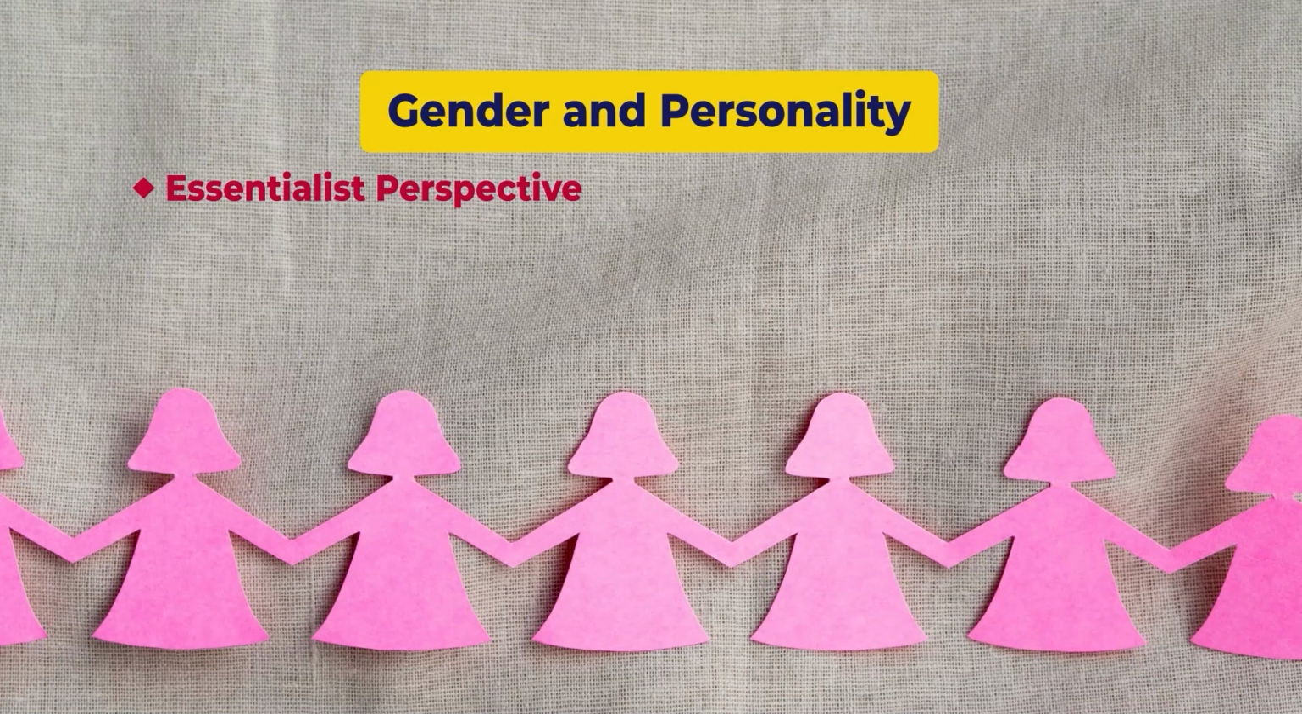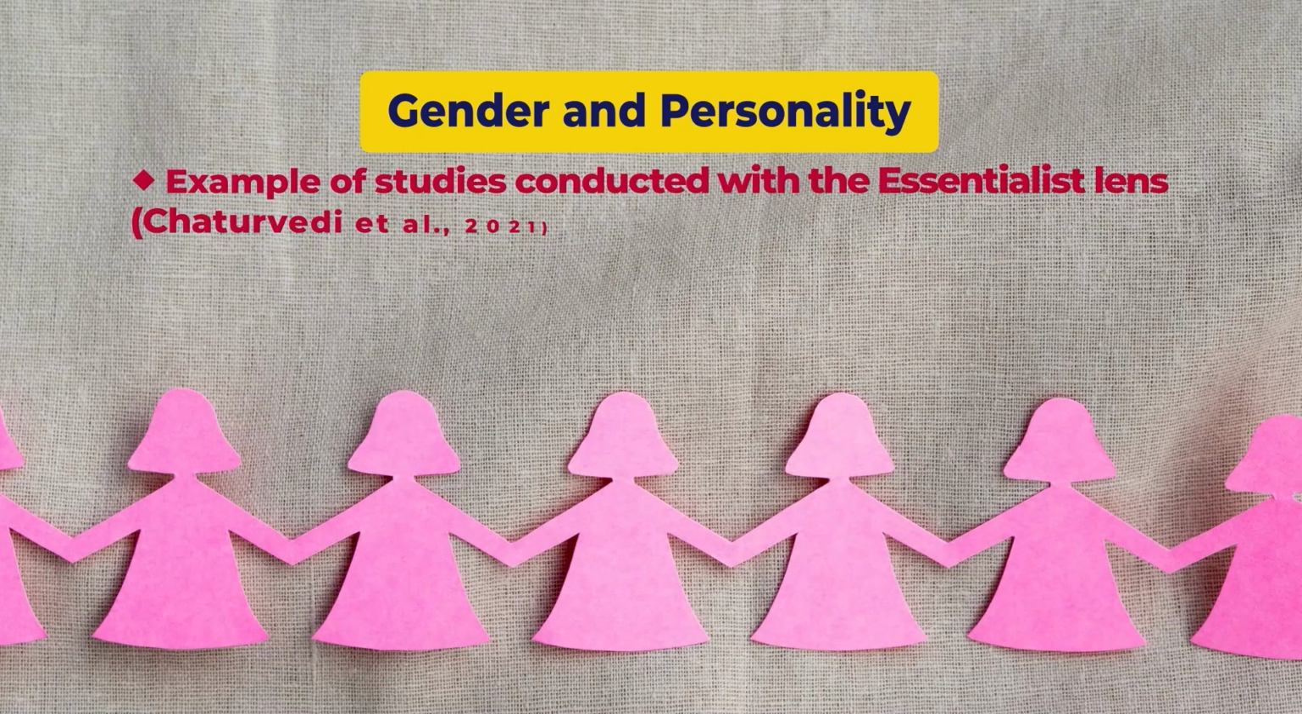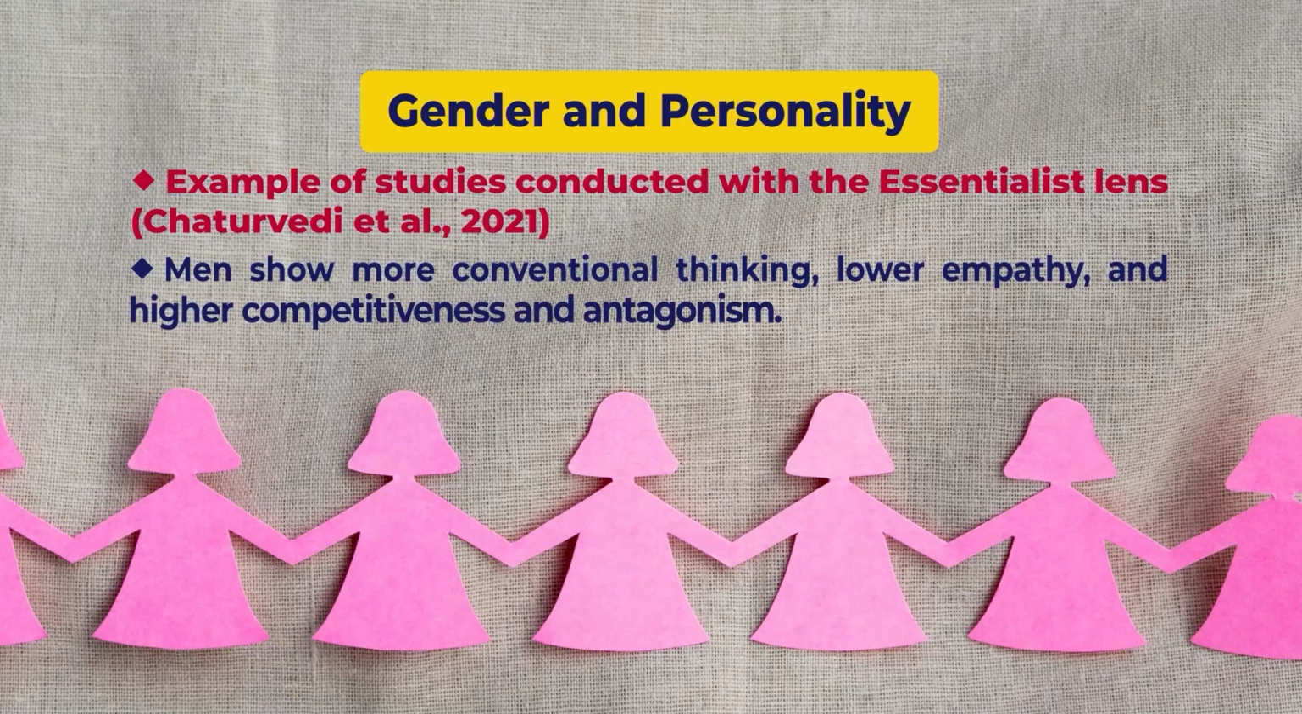Gender and personality has also been researched. Gender, as we know, is a social construct, and there are different perspectives on looking at gender. The essentialist perspective looks at men and women differently, and they say that men and women differ inherently in personality due to biological factors. There are examples of studies conducted with the essentialist lens, where studies have shown that women score higher on certain traits like openness, agreeableness, neuroticism. Women are more empathetic, cooperative, emotionally intense, whereas men show more conventional thinking, lower empathy, and higher competitiveness and antagonism.